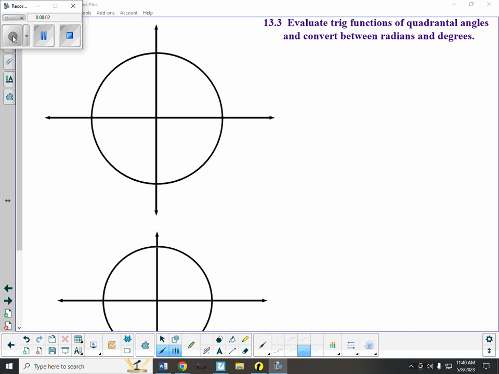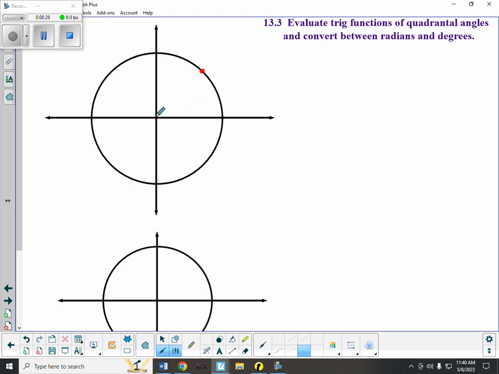Hi, this is lesson 13.3, and we are going to be evaluating trig functions of quadrantal angles. Those are angles that are 0 degrees, 90 degrees, 180, 270, or 360 degrees. So the first thing we're going to do, though, is go back and review what we did in lesson 13.2, where we had to evaluate trig functions on certain points of the unit circle.